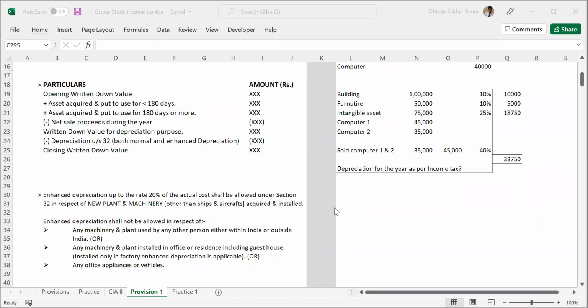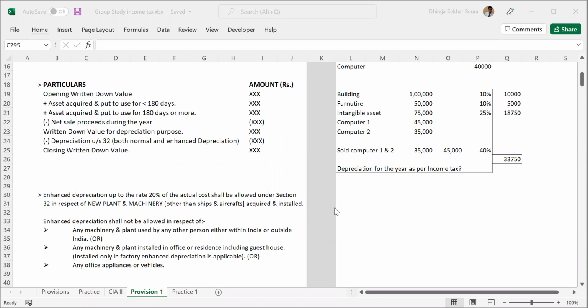Now let's talk about furniture. 10% is the correct answer. Buildings and furniture are both 10%, right? Somebody said 25%. 25% is for which asset? Intangible assets. Intangible assets is the correct answer.